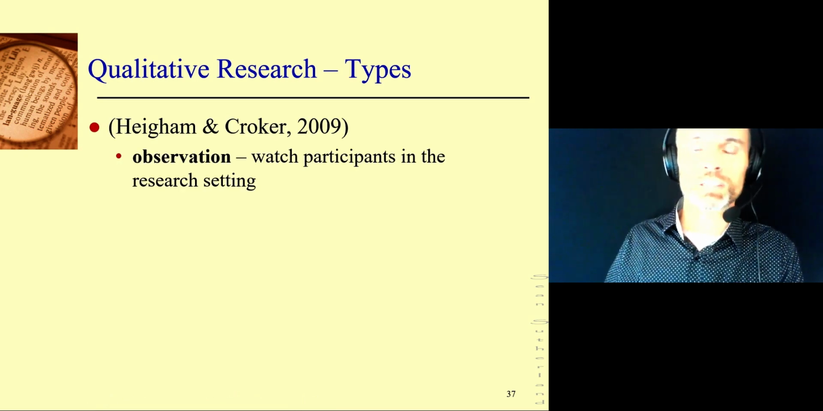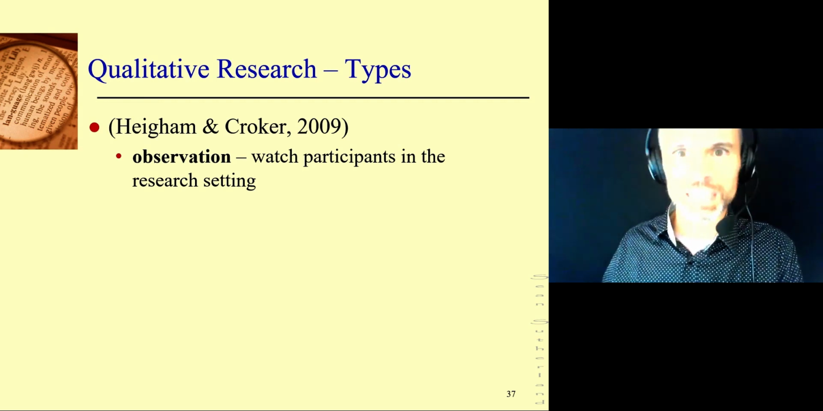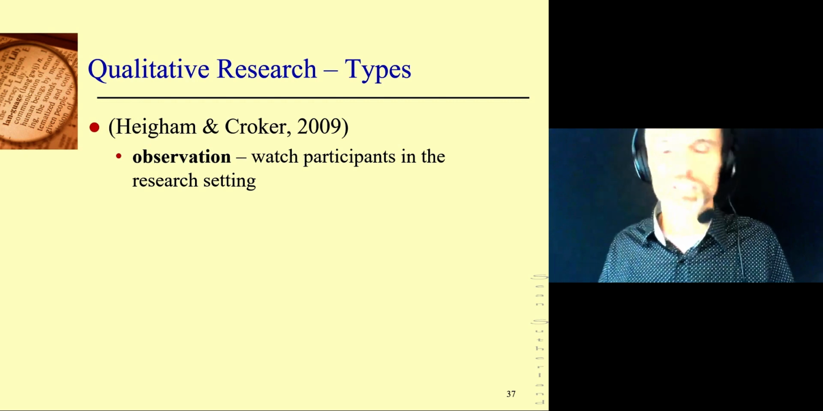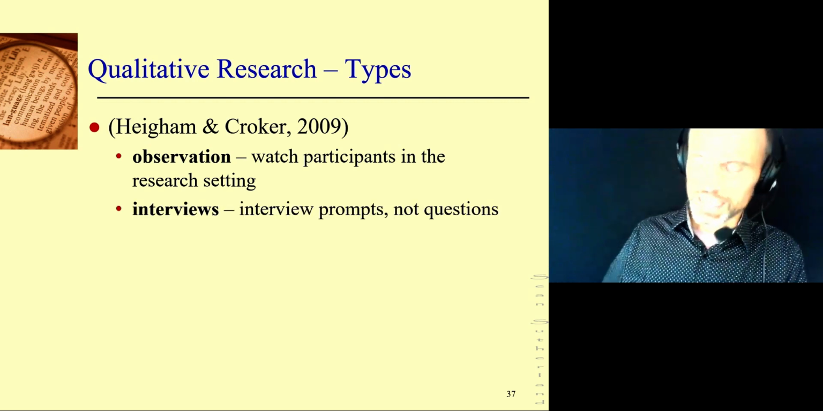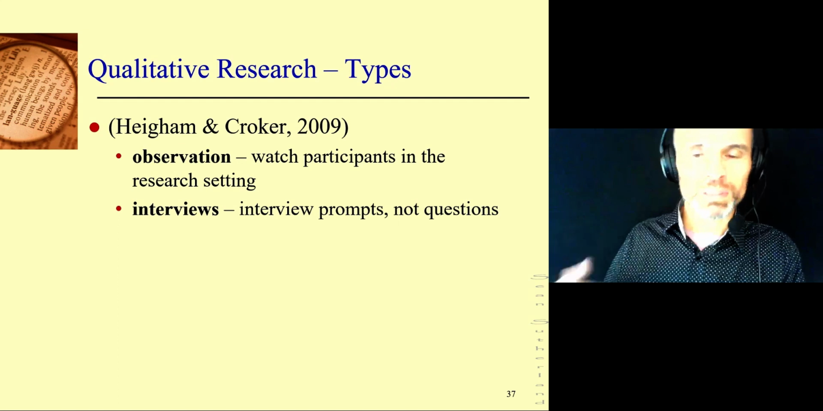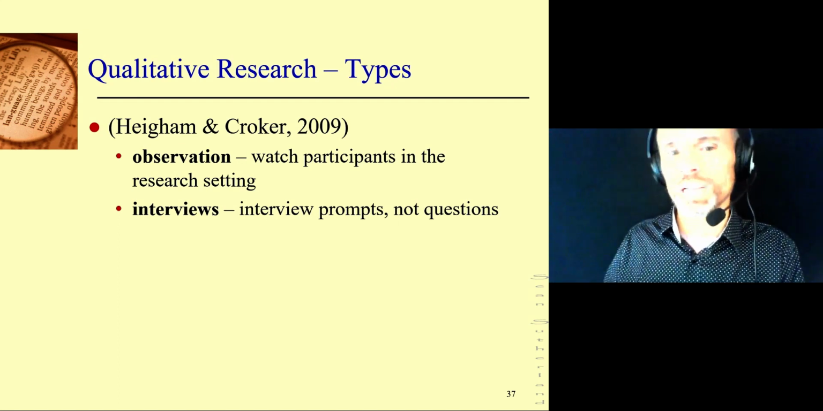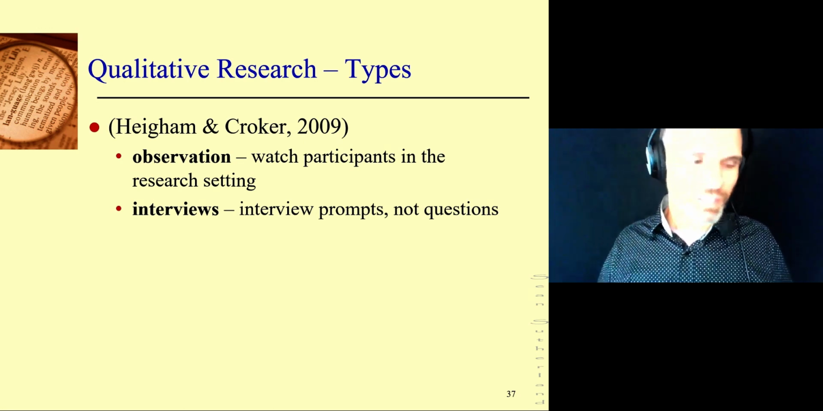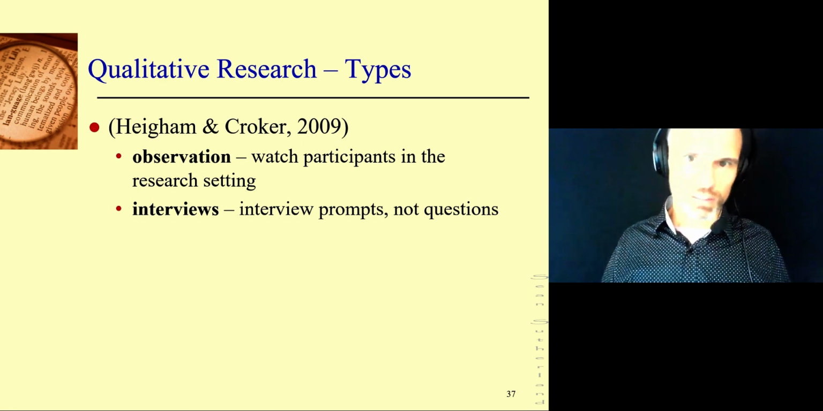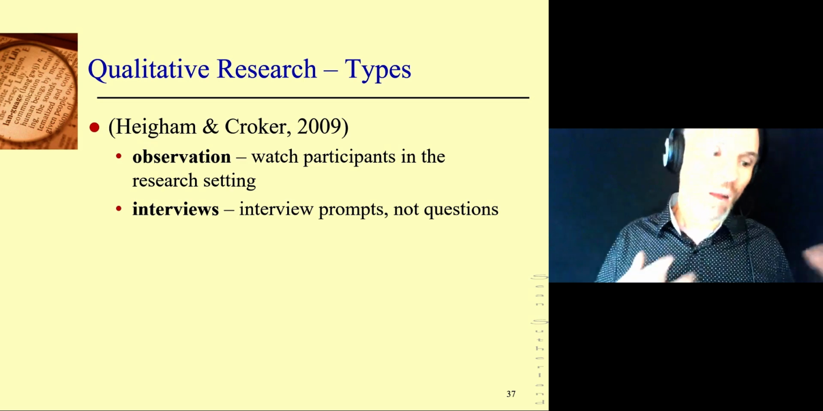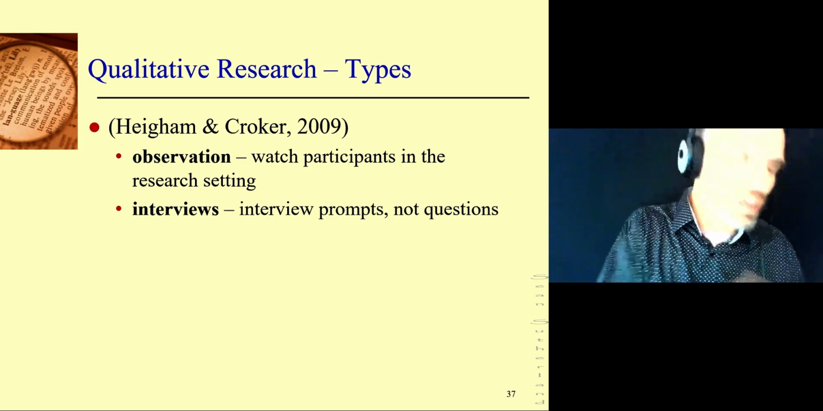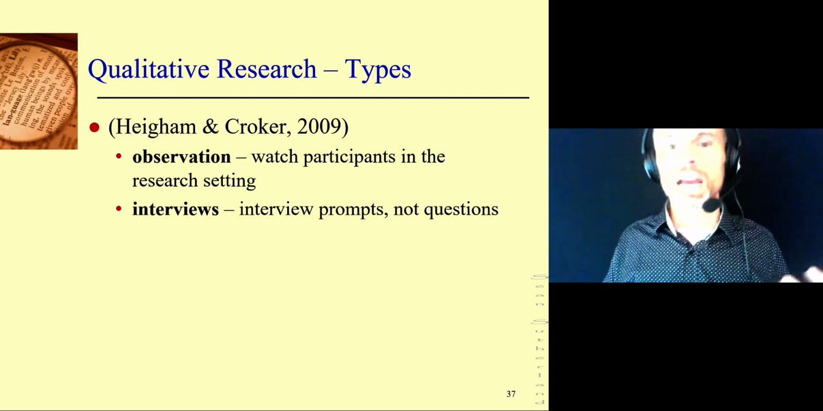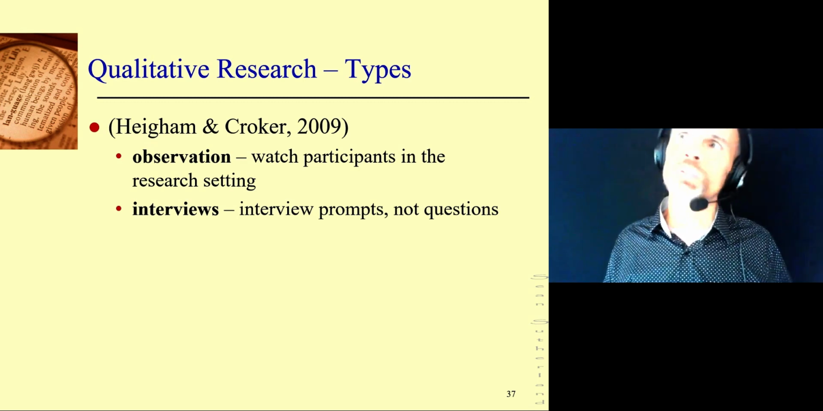Watching participants in the research setting, classroom observation. If you want to know about teaching, try to spend time in classrooms. Ask if you can sit in the back corner and watch, right? Interviews, as I said, right? Prompting people to talk, not questioning them, not yes or no questions, but trying to prompt them. Tell me about your typical day. Tell me how you normally handle a problem situation with a customer at work, things like that, right? Where you give the participants the opportunity to talk about what matters to them instead of you deciding what matters to you first.